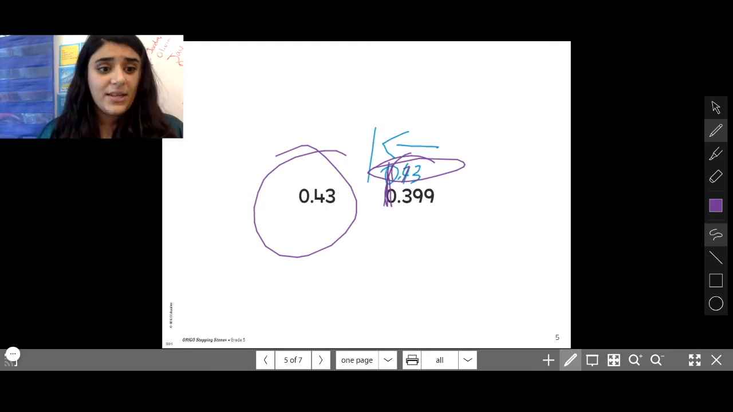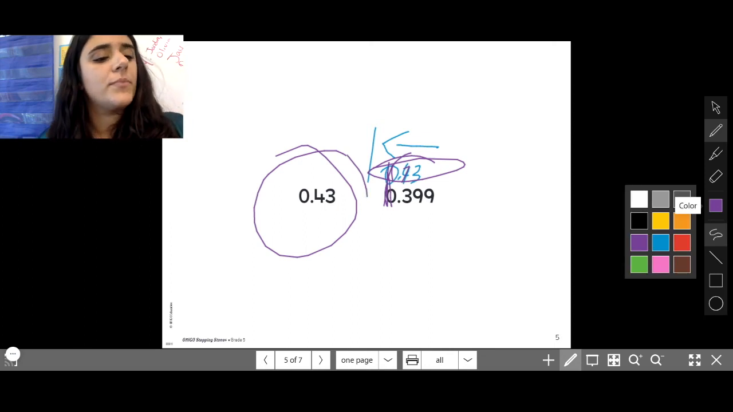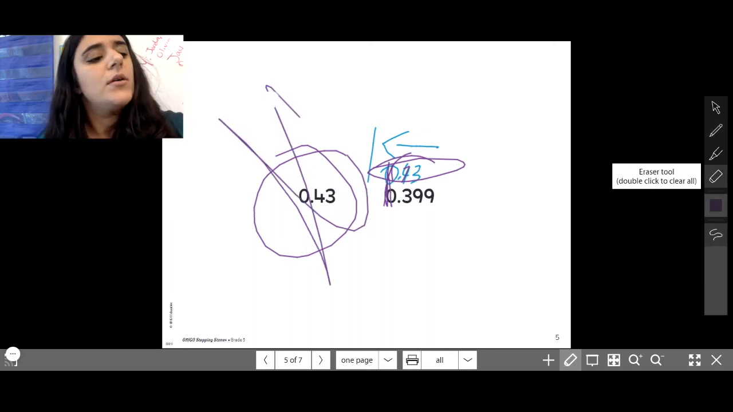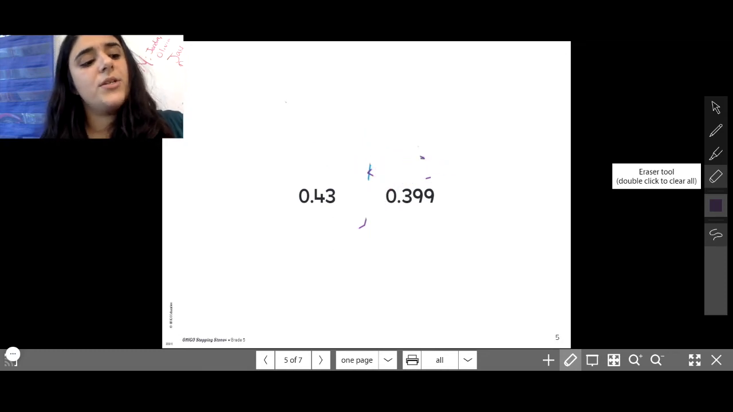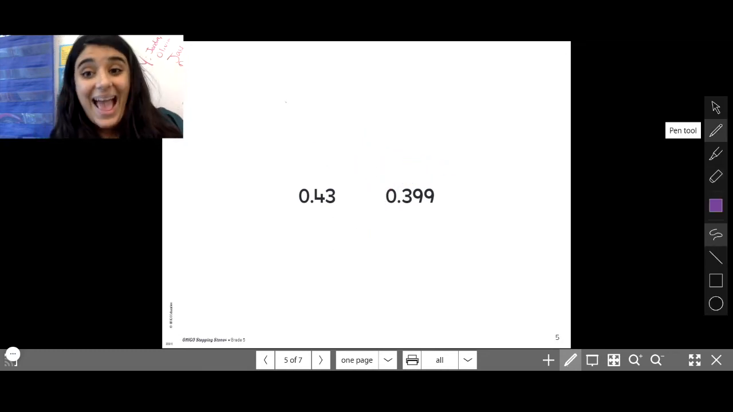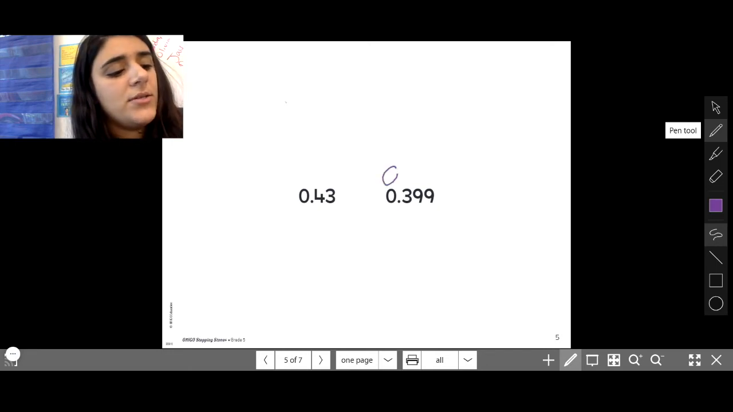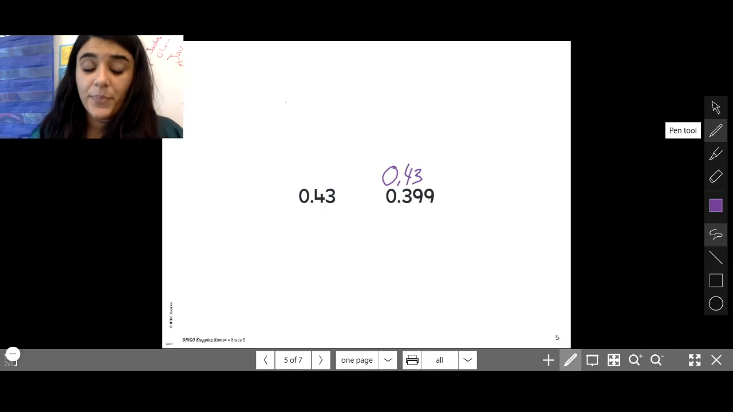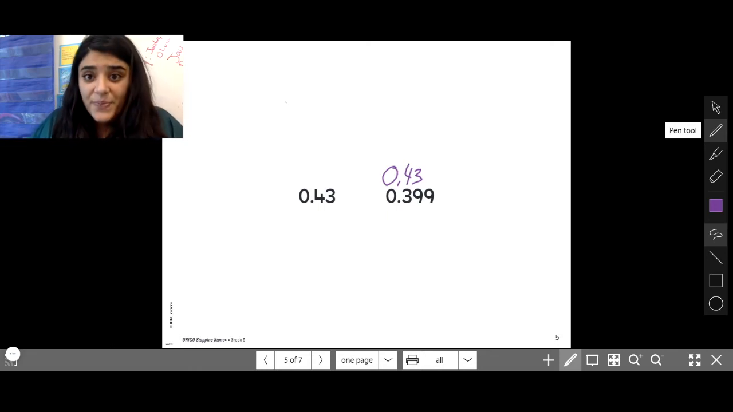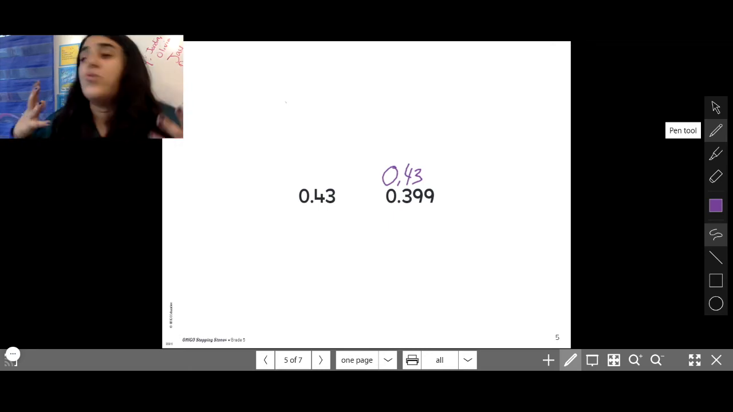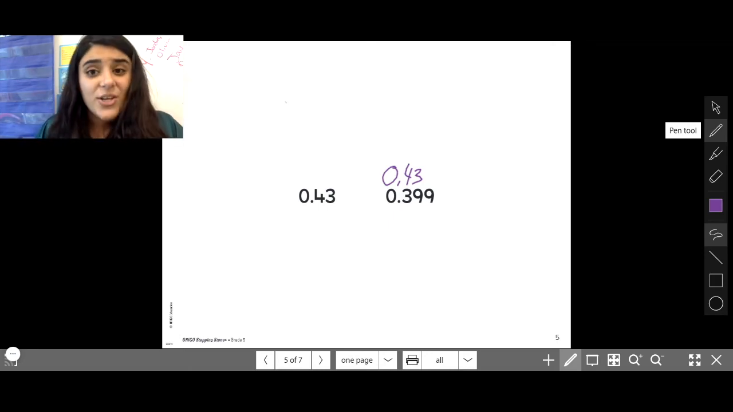Now, another way to think about this, real quick, before we move on. The other way you can do it, instead of just lining them up, is you can add placeholders to help you. Remember how we talked about our 400 thousandths was equal to 4 tenths? Because those zeros in the hundredths and thousandths place didn't change the value. It just changed how we looked at the number. That's all you have to do here as well.